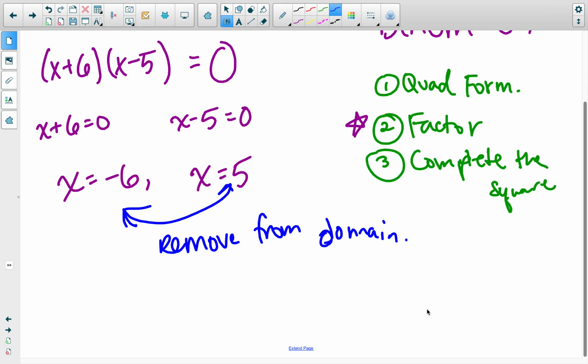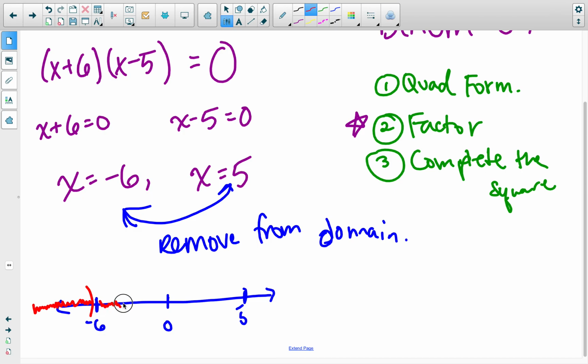If you think about a number line, say that negative 6 is over here, then 5 is here, 0 is somewhere in the middle. We are totally good to plug in any number to this rational function up to negative 6. Then we want to skip over negative 6. And then we want to keep going until we get up to 5. And then we want to skip over 5, right? So this little region in between is fine. And then after 5, we can keep going.